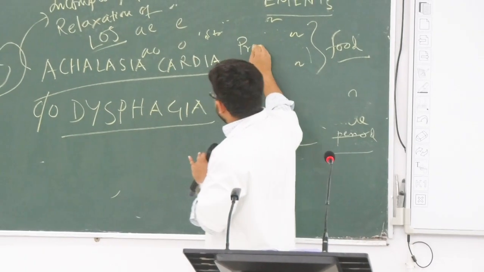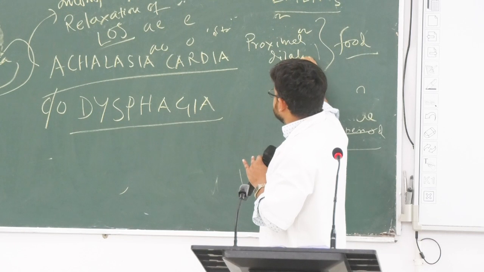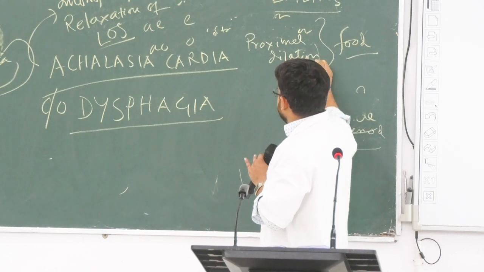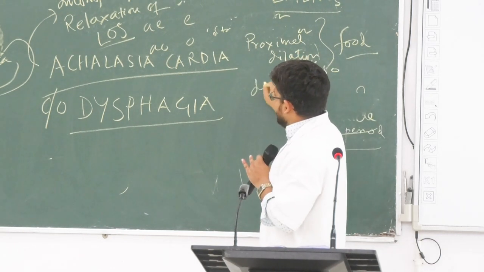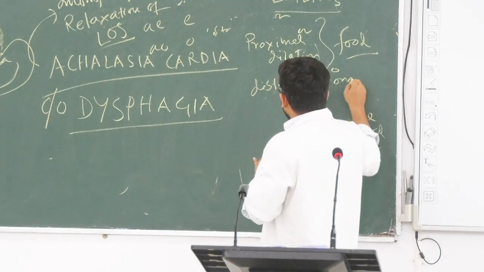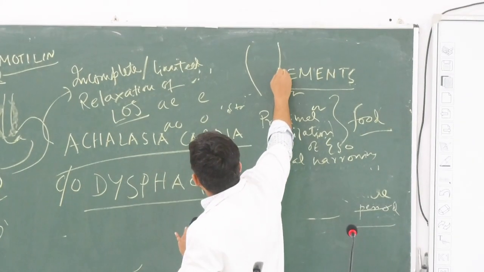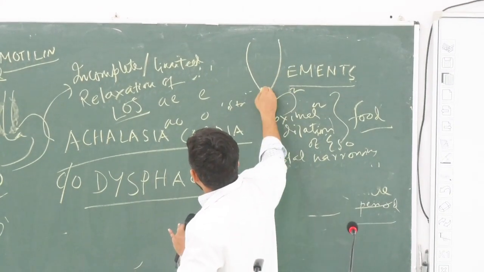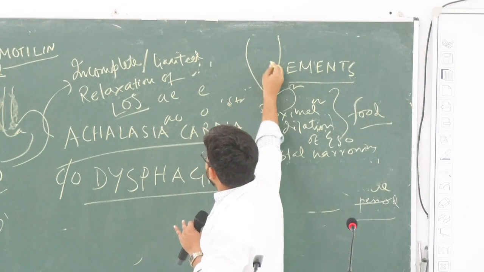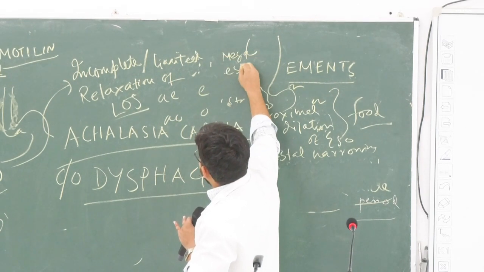So proximal dilation of the esophagus, distal narrowing of the esophagus. It leads to this kind of feature. We call it mega esophagus. There is a chance of development of mega esophagus.